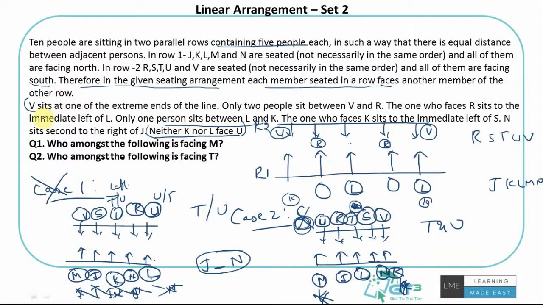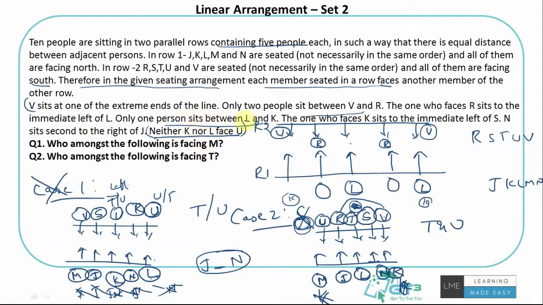Let's look at the statements again. V sits at one of the extreme ends of the line. Yes, V is sitting here, extreme end. Only two people sit between V and R. So 1 and 2, there are only two people sitting between V and R. That is T and S. The one who faces R sits to the immediate left of L. Who is facing R? It's J. J is sitting to the immediate left of L.